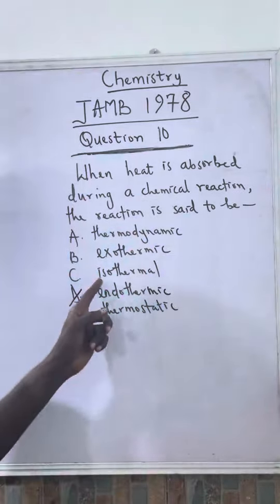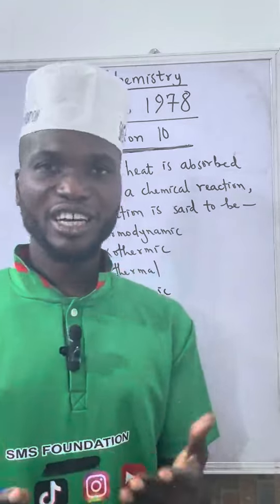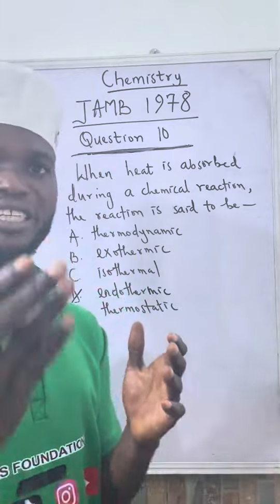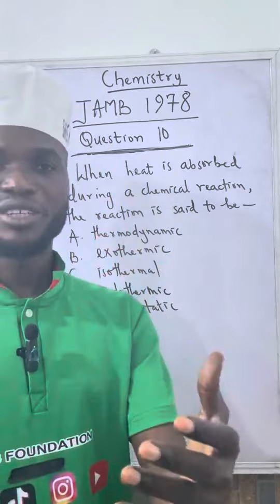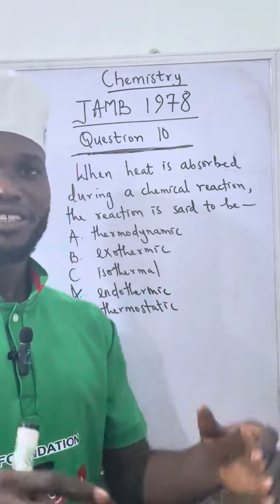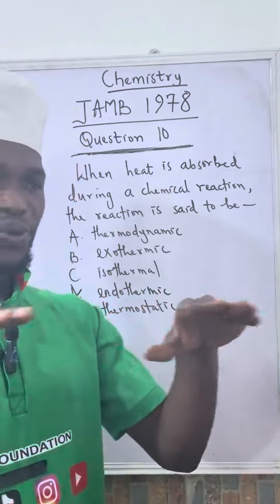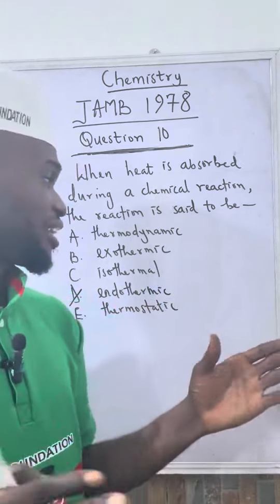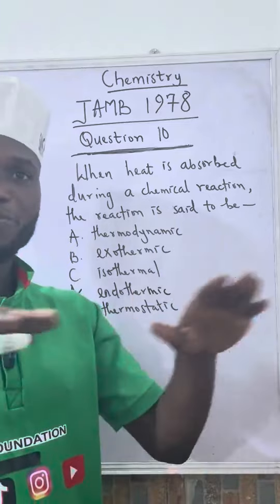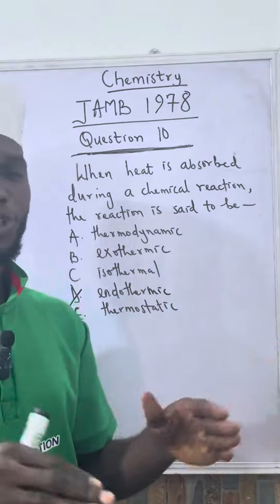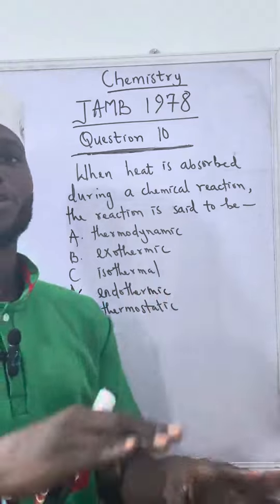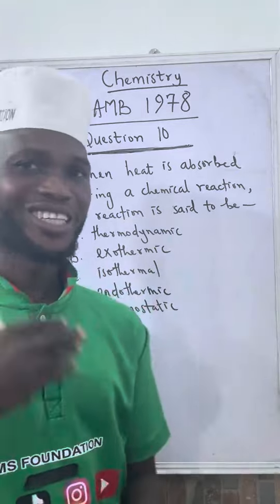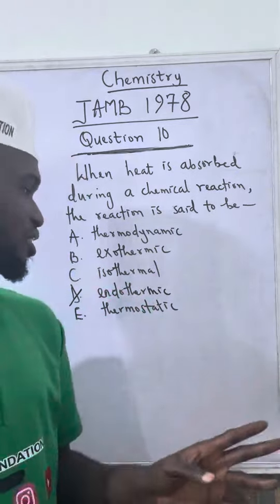But when we talk of isothermal, this is a type of situation whereby the energy from the system and outside the system is equal. So in this case, there is no loss or gain in the system, there is always a balance of temperature. The change in temperature is always zero. So before the reaction and after the reaction, there is no change in temperature.